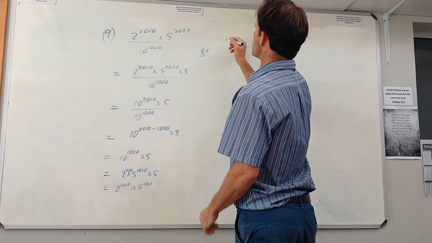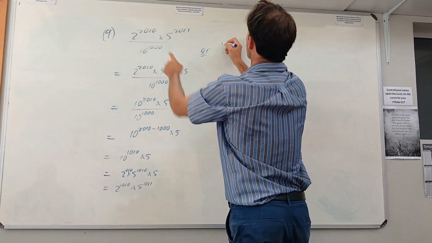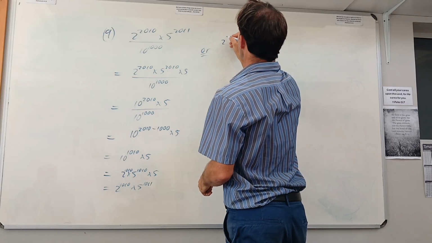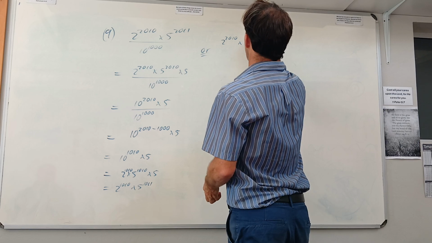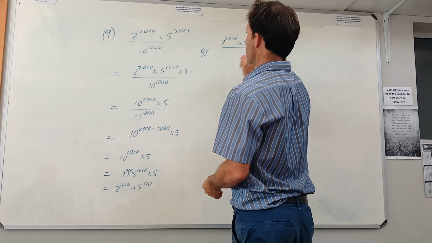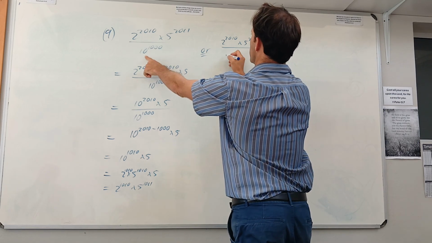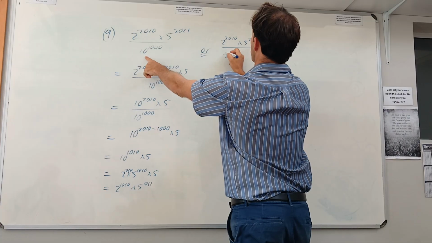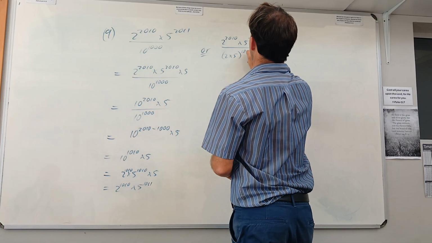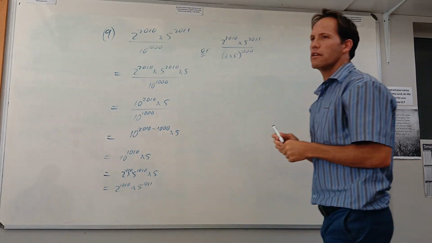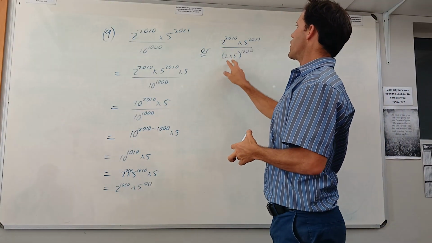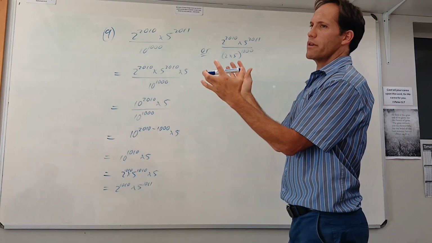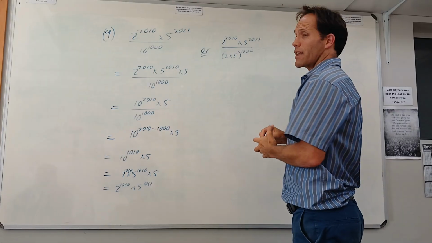So the other option is to say, okay, let's rather do this. Let's say 2 to the power 2010 times 5 to the power 2011 stays like that. Let's make this 10, 2 times 5 to the power 1000. Then instead of trying to combine those two, we rather take the 10 and split it up into 2 times 5. Is that what you did?